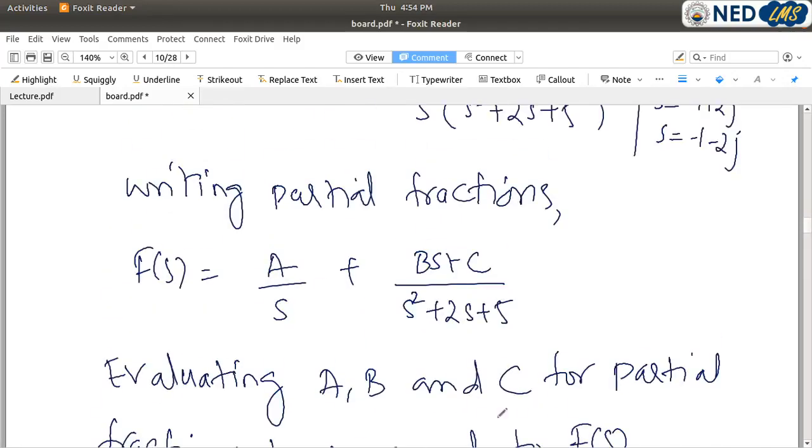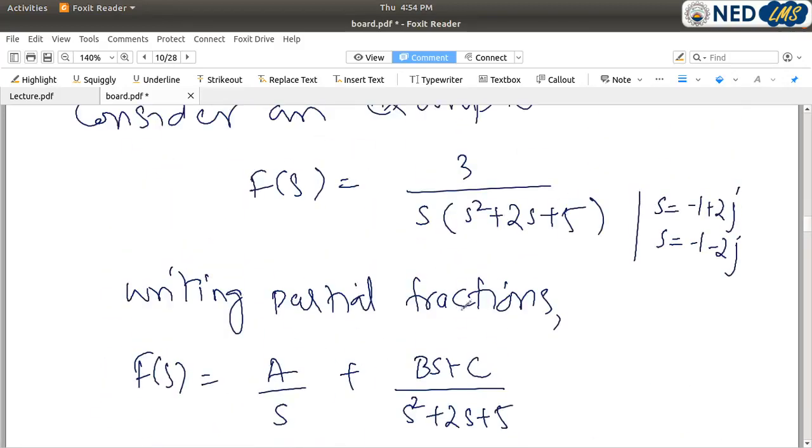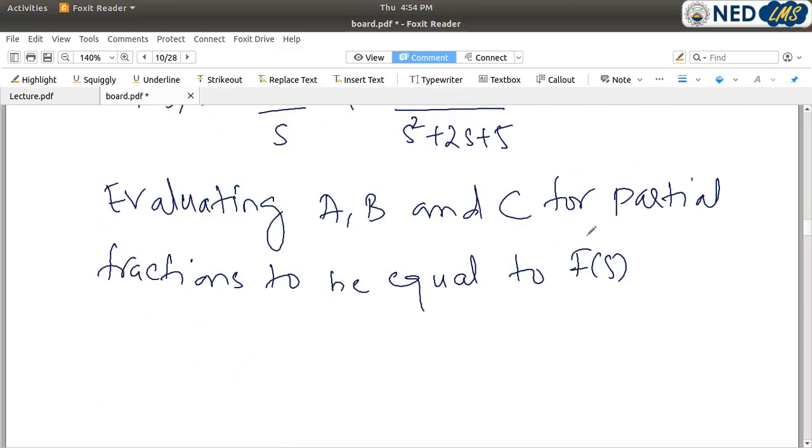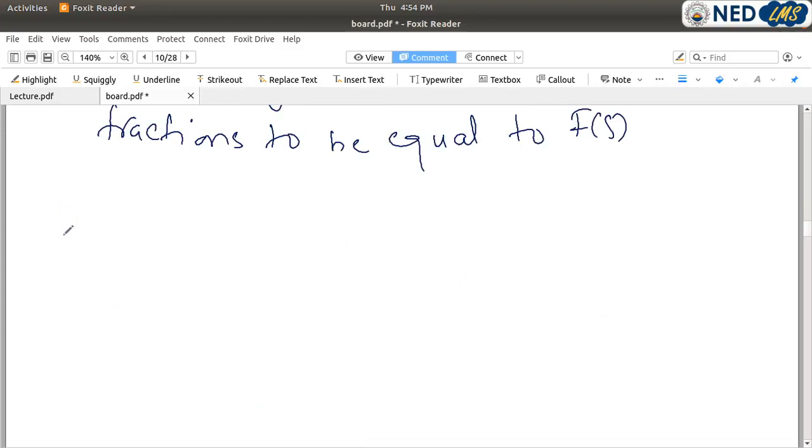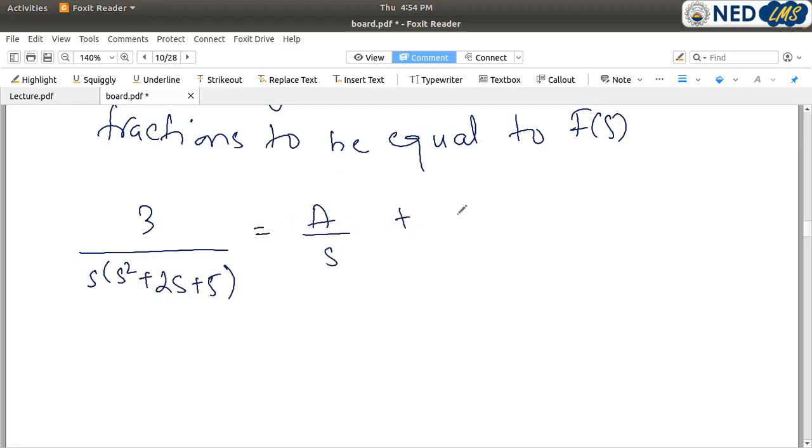So equating these partial fractions with this function, just as we did in the previous cases. So 3 over s into s square plus 2s plus 5 is equals to a over s plus bs plus c over s square plus 2s plus 5. This will become equation number 1.